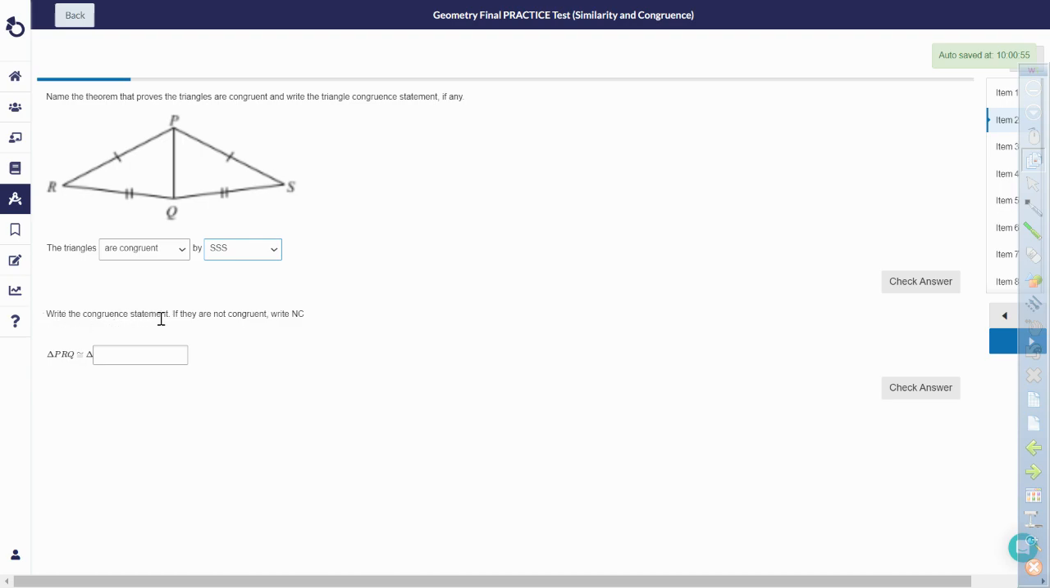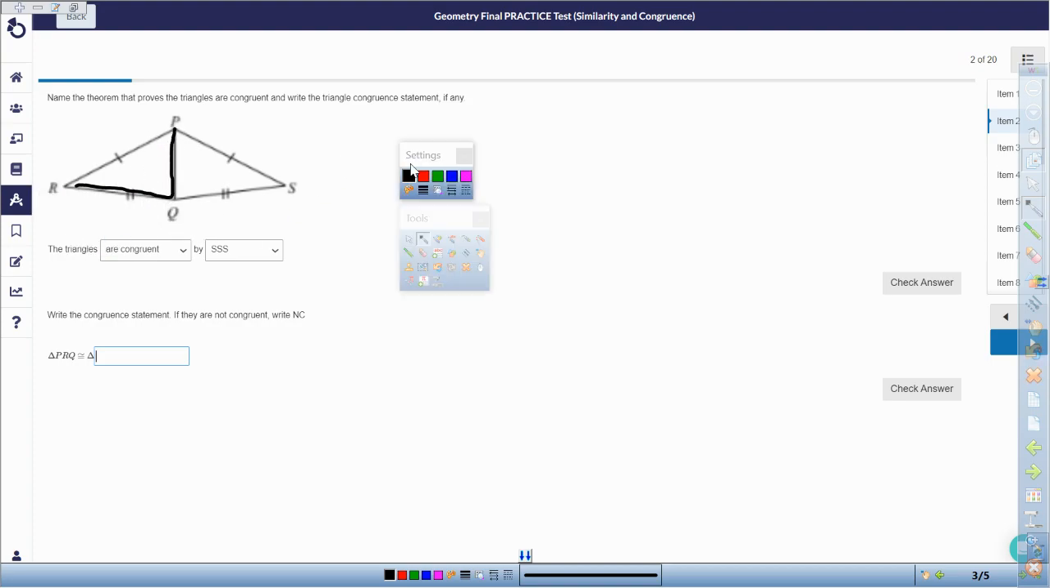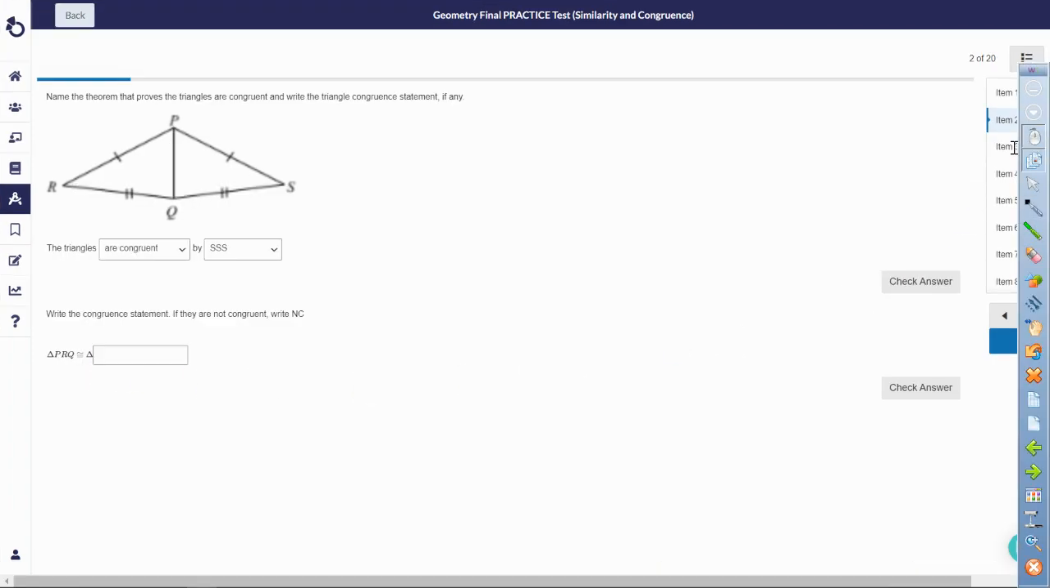Okay, write the triangle congruence statement. Here's something to point out. If they are not congruent, write NC. Ours are, but if they weren't, we would put NC, capital N, capital C in this spot. So anyway, let's see what our pattern is. PQR. So PQR, that is what this triangle is following. So when I go to make mine, I'm going to follow the same pattern. I'm going to do PQS. So PQS. Actually, maybe I'll type that up.